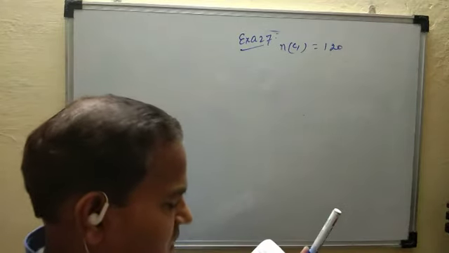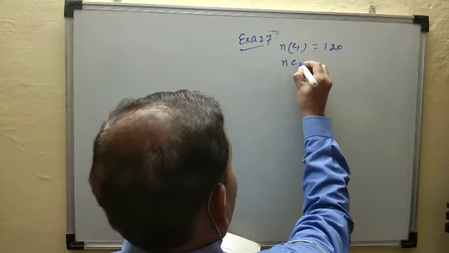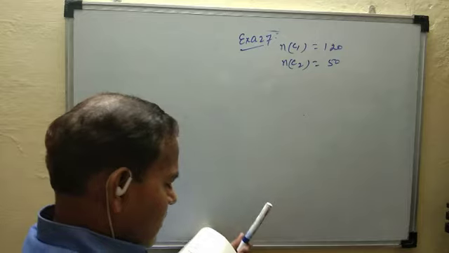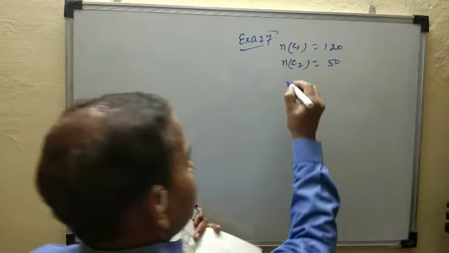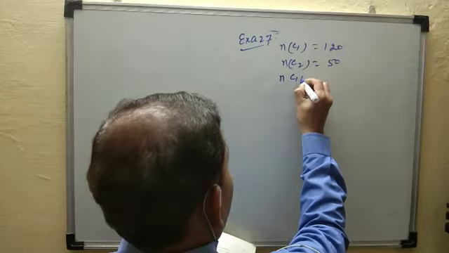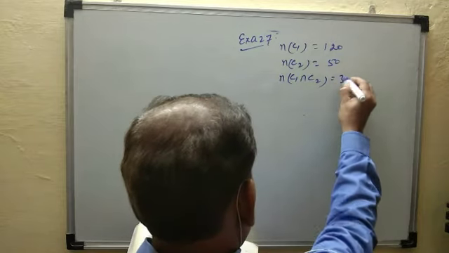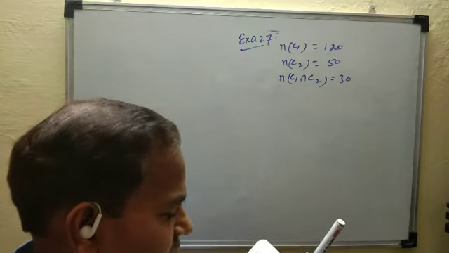50 had been exposed to chemical C2. That is, the number of C2 is equal to 50. And 30 were exposed to both chemical C1 and C2. That is, the number of C1 intersection C2 is equal to 30. Find the number of individuals exposed.